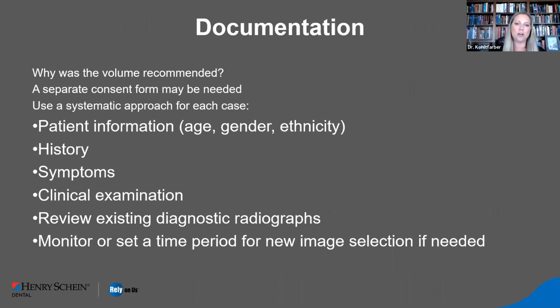You might say, patient has prolonged pain and 2D imaging is not showing what's going on with this patient. Or, patient may be at high risk for something. Or, patient is complaining of issues with the temporomandibular joint, and we really can't evaluate that in 2D imaging. So just really simple, why was the volume recommended? Usually that's not hard to come up with.